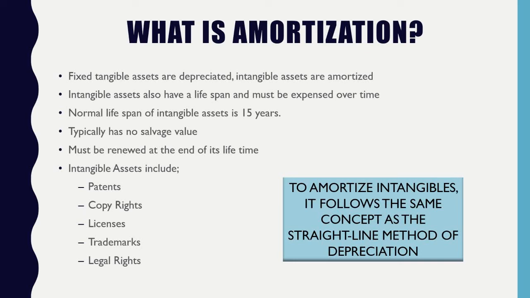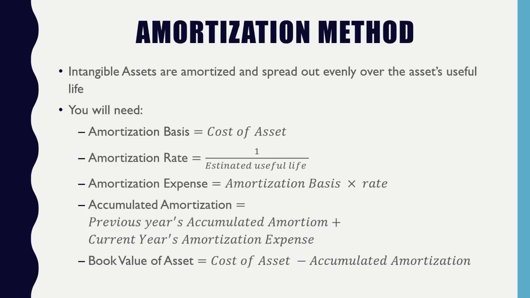Okay? And so here's one concept. Since we just learned exactly what we learned earlier, which was straight line, you treat amortization identical to straight line. So that means you're literally going to spread the cost evenly amongst its entire life. The only difference is instead of saying depreciation, it's going to be amortization basis.